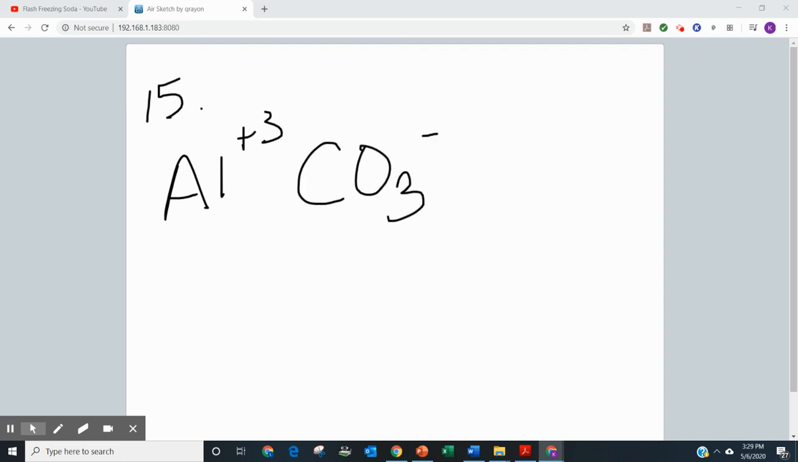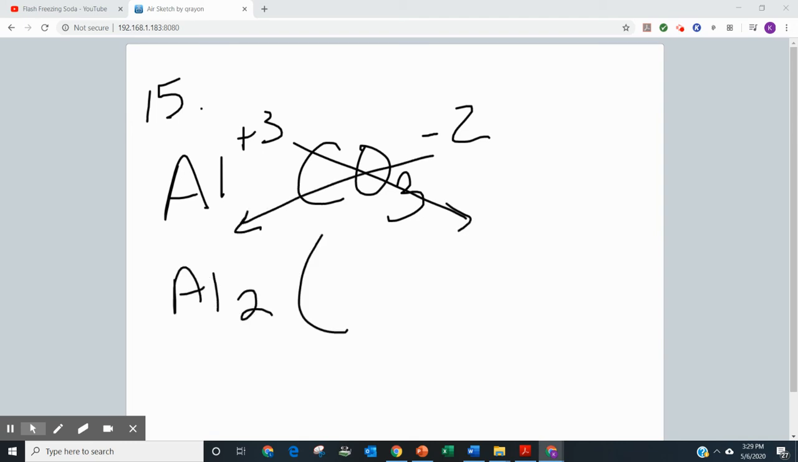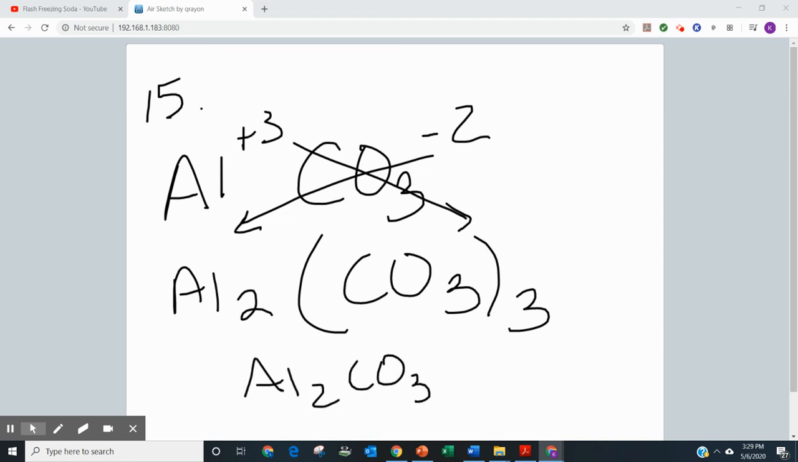Then 15, we have Al, which is aluminum, and carbonate, which is CO3, and it has a -2 charge. So when we crisscross, we get Al2 and CO3, 3. And we need the parentheses there. Otherwise, it would look like we had Al2, C, O, 33, which would be 33 of them, which is not correct.